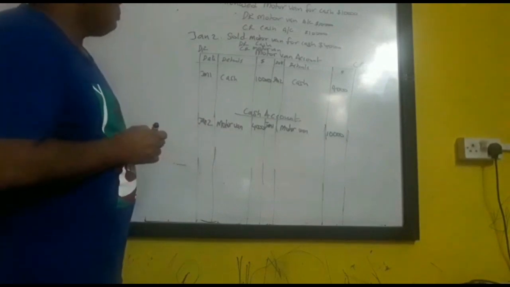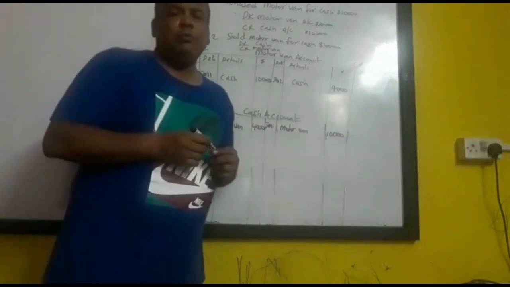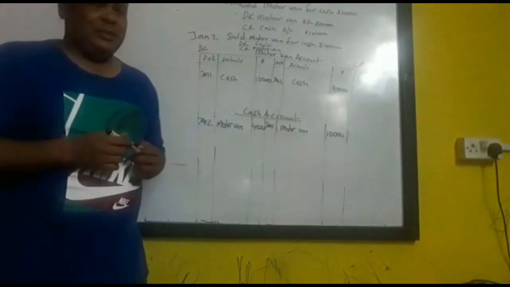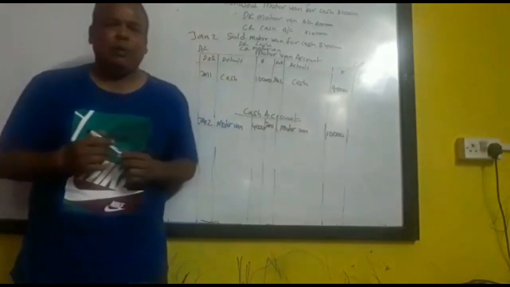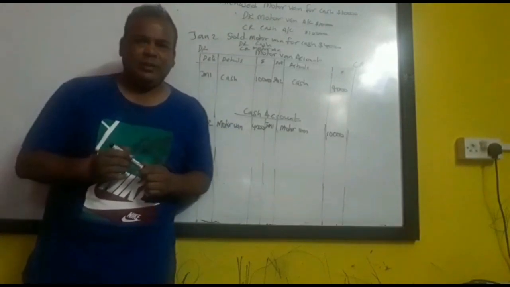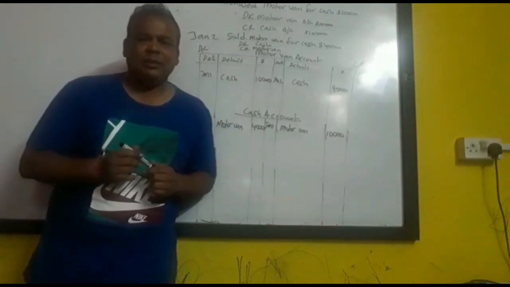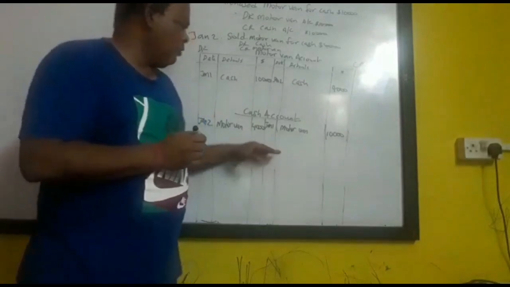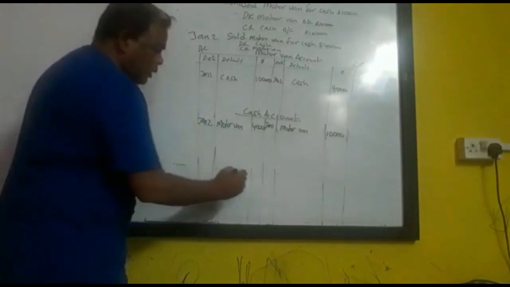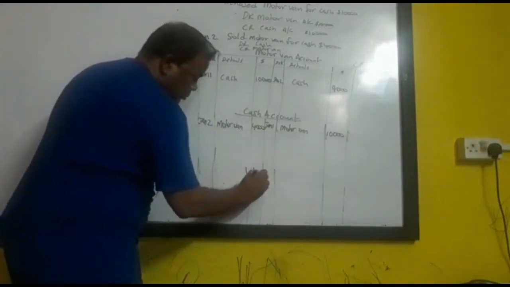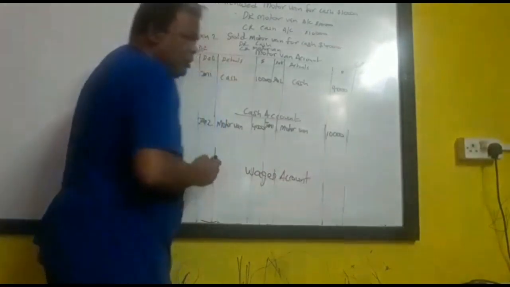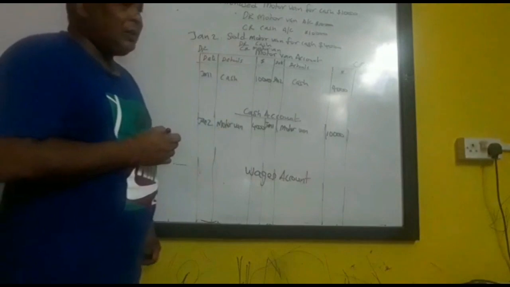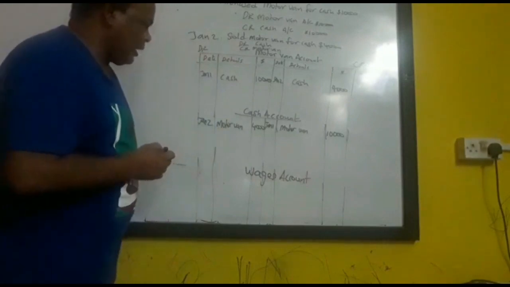So, paid wages by cash. Paid. What comes into your mind? Paid wages by cash: credit cash, debit wages. So we do have a cash account, we just have to open a wages account. Paying wages by cash means debit wages, credit cash.